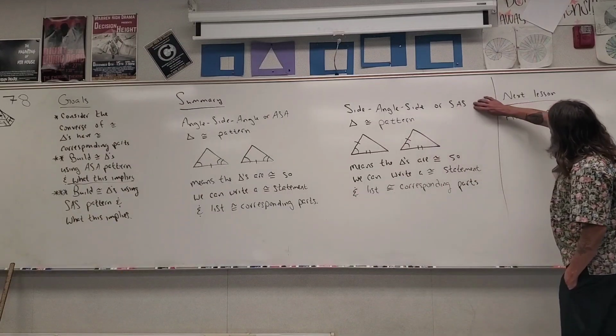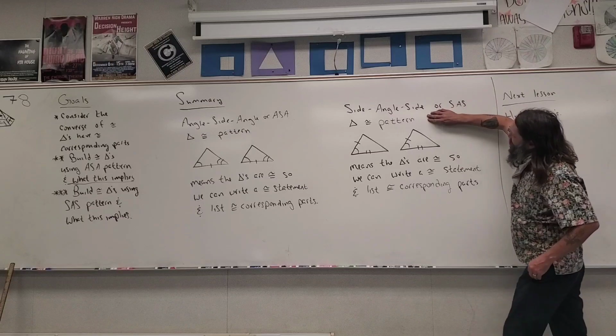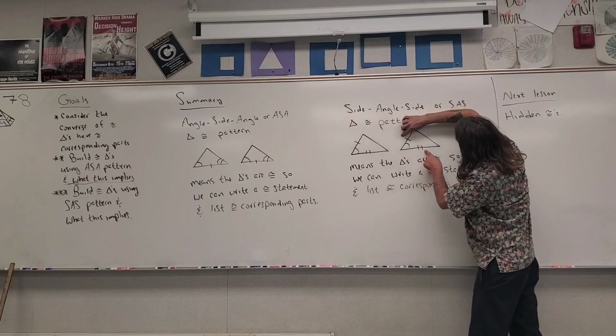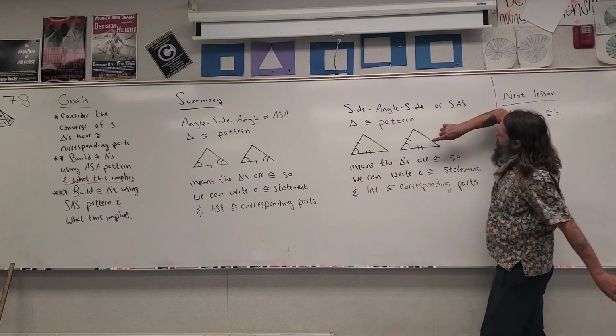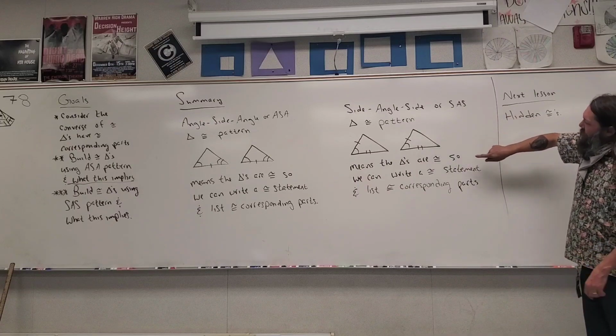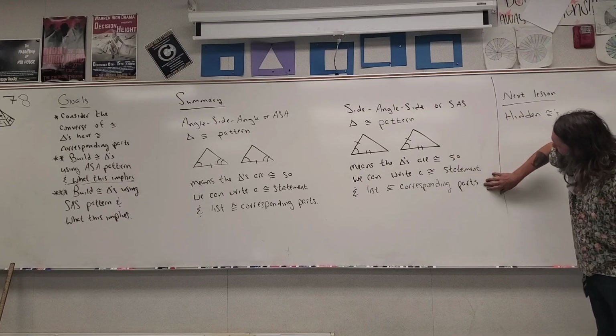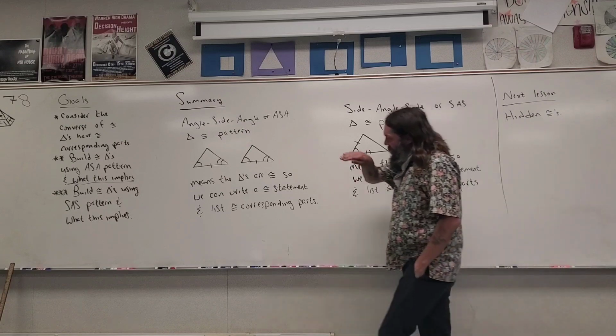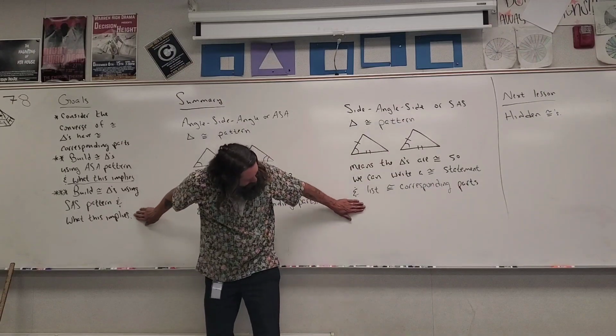Side angle side, or SAS, triangle congruence pattern: 2 pairs of congruent sides with the included congruent angle. This means the triangles are congruent, so we can write a congruent statement and list the congruent corresponding parts. That is what that implies.